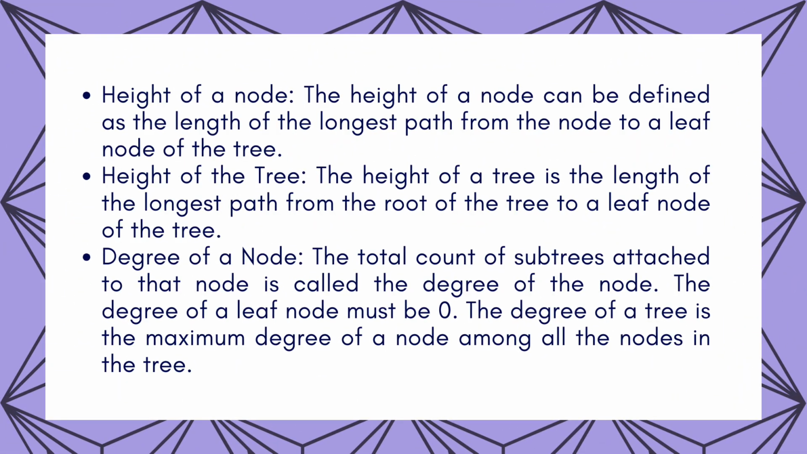Height of a node: the height of a node can be defined as the length of the longest path from the node to a leaf node of the tree. Height of the tree: the height of a tree is the length of the longest path from the root of the tree to a leaf node of the tree. Degree of a node: the total count of subtrees attached to that node is called the degree of the node. The degree of a leaf node must be 0. The degree of a tree is the maximum degree of a node among all the nodes in the tree.